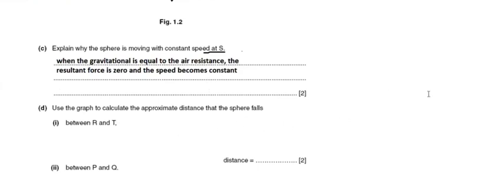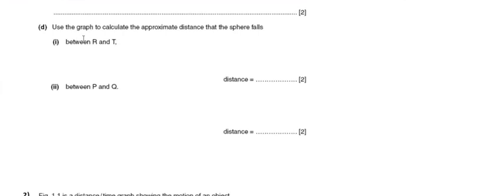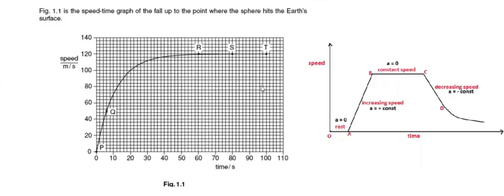Now the part D of the question. Here, use the graph to calculate the approximate distance that the sphere falls between R and T. So this we want to calculate between R and T. So let's see in the graph. We know that in the speed time graph, the area under the curve or area under the line is nothing but the distance, because the speed is the distance divided by time. So the distance is nothing but speed multiplied by time, that we have already seen in the MCQ.